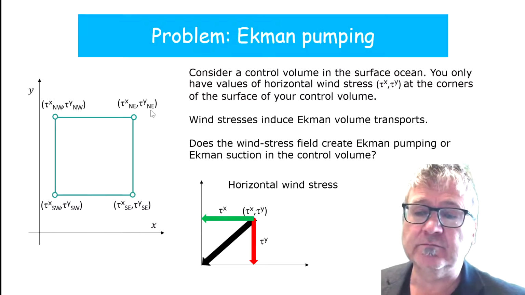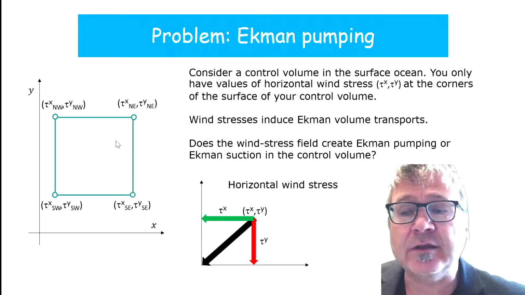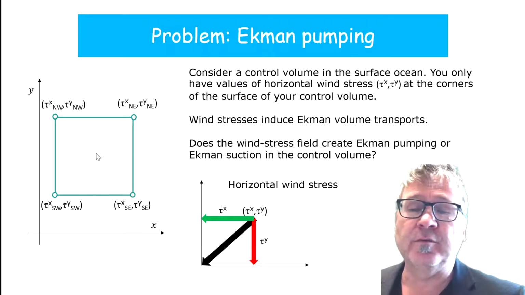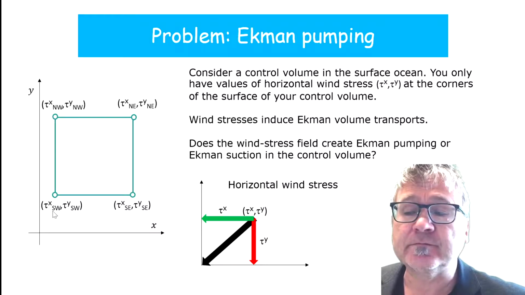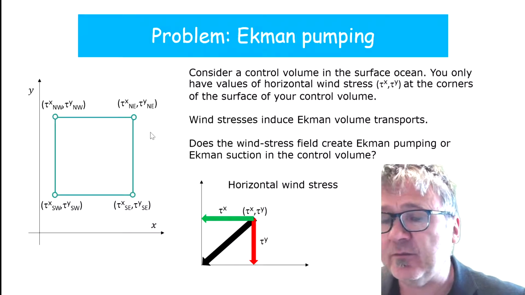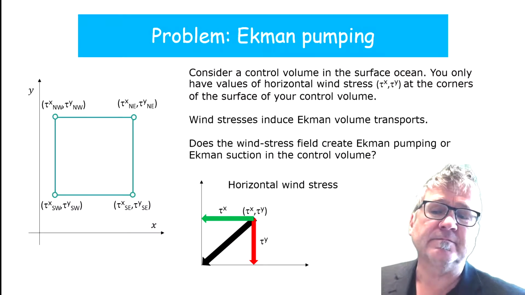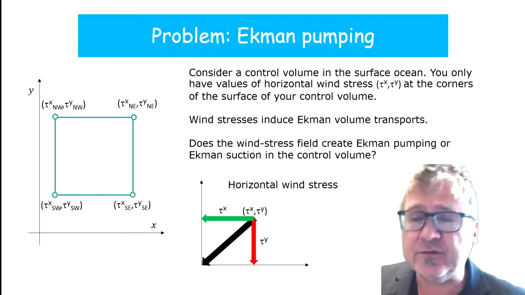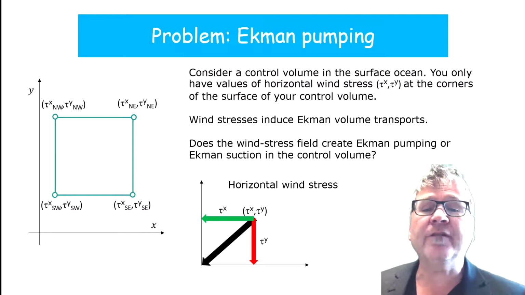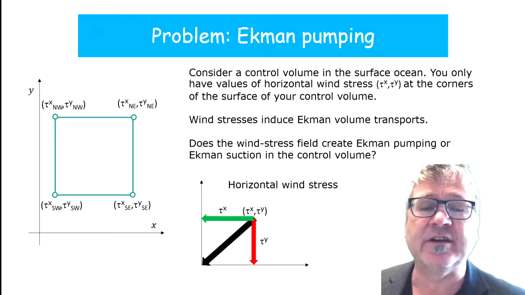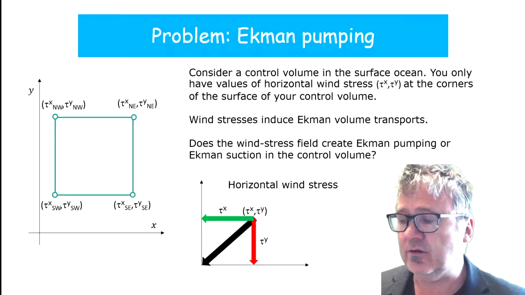This is your volume. And the only thing you see here is the top face of this volume. It's like a square, the top face of your volume. You don't see the vertical dimension here, and you don't need to see the vertical dimension here. So you only have values of horizontal wind stress at the corners of the surface of your control volume.